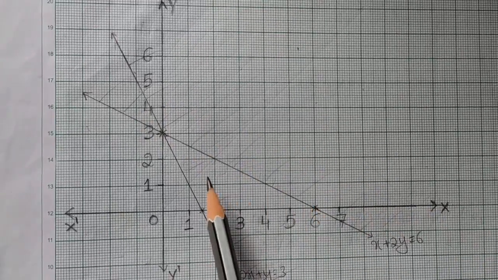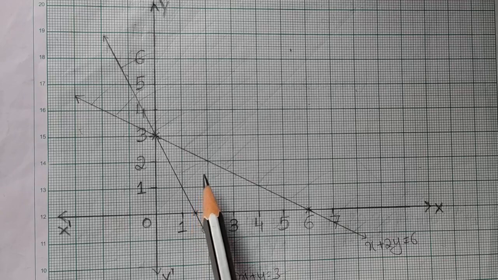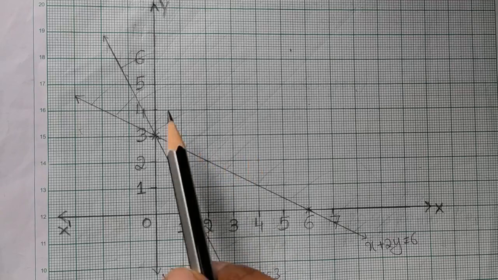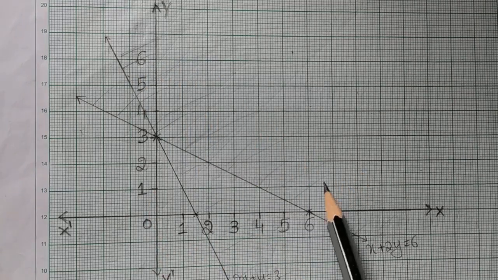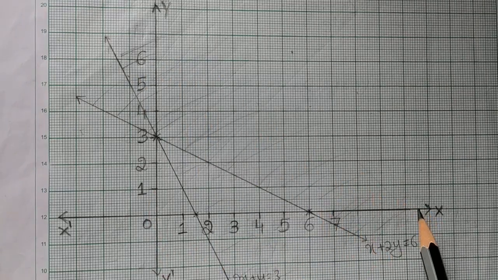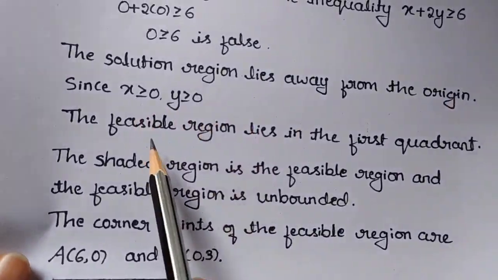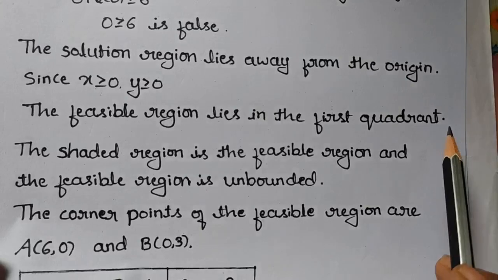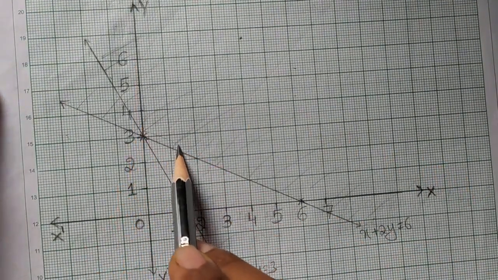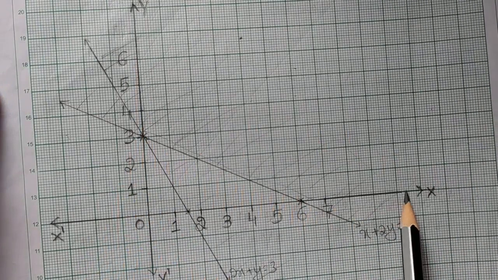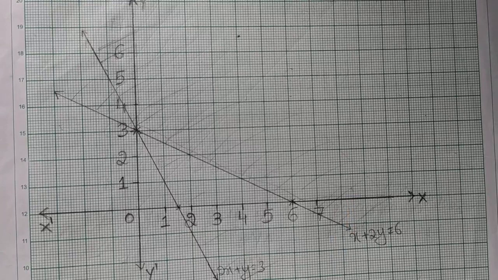Now, the common solution region for both of the inequalities is here. Both are away from the origin, so this will be the common region for both inequalities. Also, we have non-negative constraints, so the feasible region lies in the first quadrant. I restrict the feasible region to the first quadrant. I'll shade the feasible region and rub out the remaining shaded region.